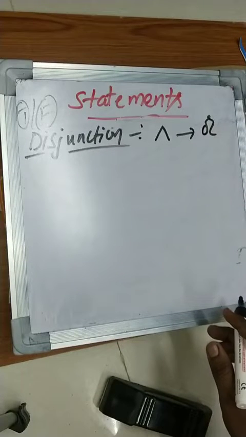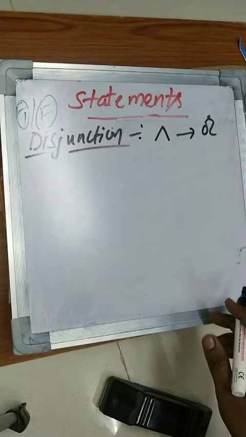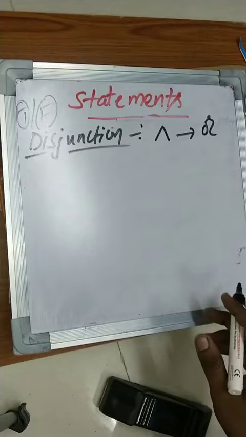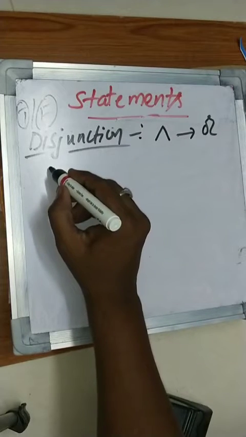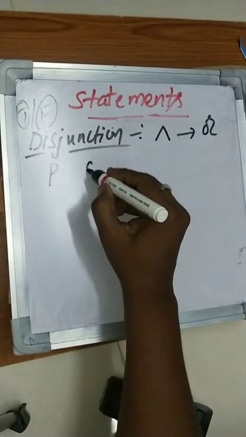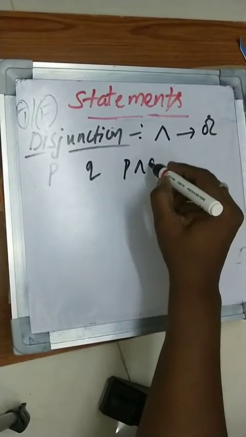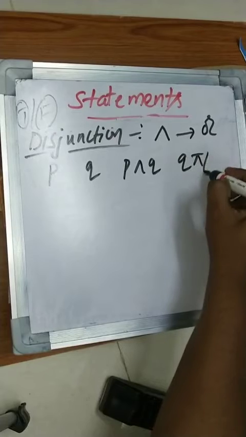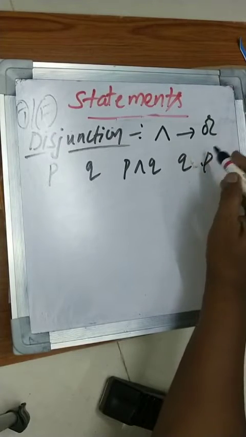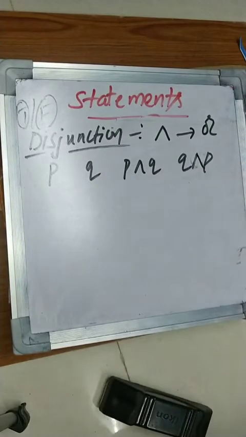Okay, so disjunction of two statements is false when both the statements are false. Let me draw its truth table so that you will get more clarity. P, Q, P or Q, Q or P.